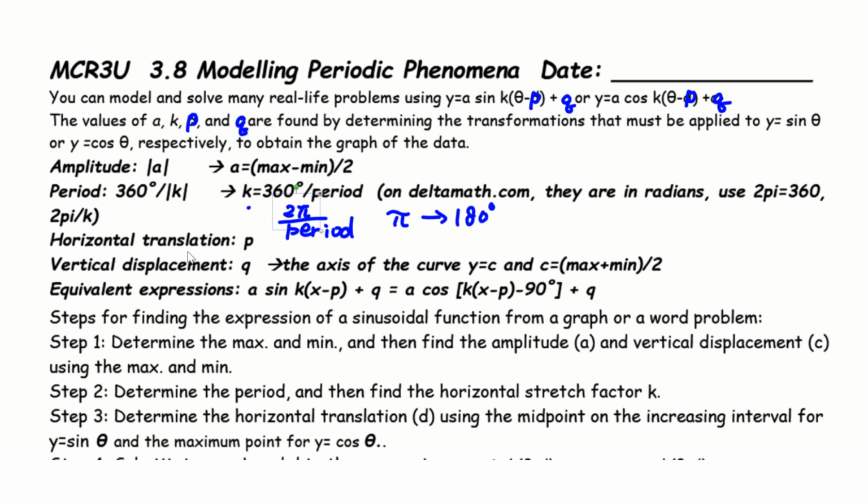And horizontal translation is p, vertical translation is q. The axis of the curve, or the midline of the curve, is y equals q. It's the middle of the maximum and minimum, so it's maximum plus minimum divided by 2.